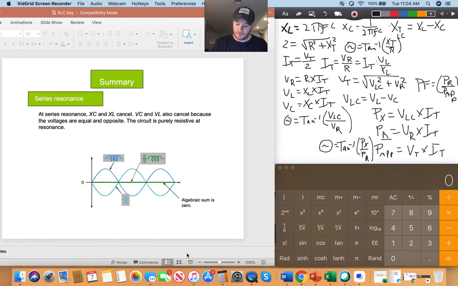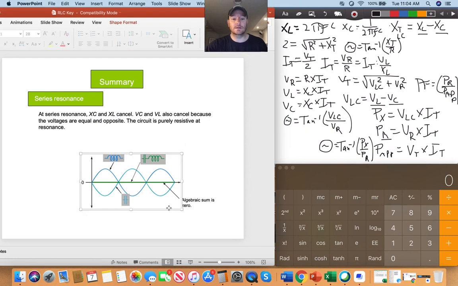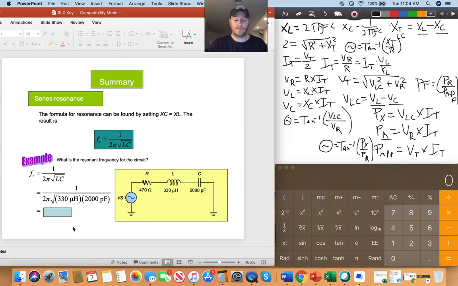Now, the last formula we need is to know when we are at our resonant frequency. This is a really important formula because it will tell us when X of L and X of C are completely canceling each other out, and in that, it will also tell us when VL and VC are totally canceling themselves out. The formula for this is the same for series and parallel circuits when you have all three components in here.